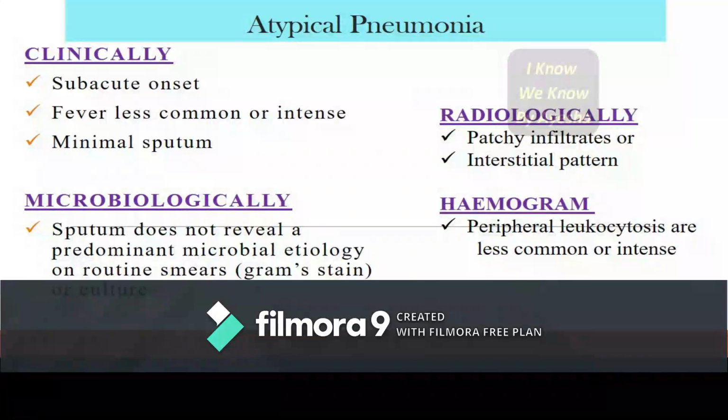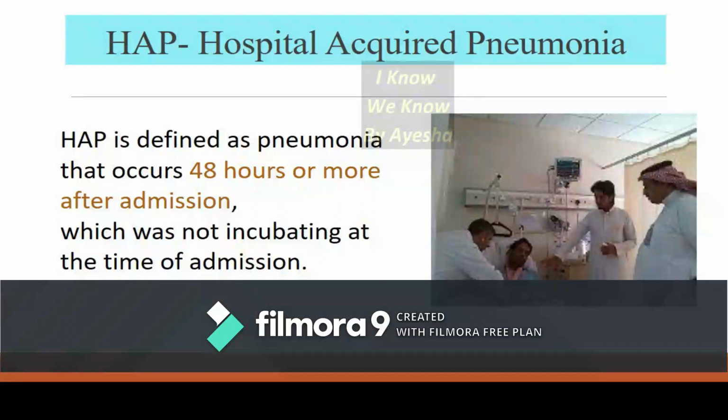Atypical pneumonia can be clinically diagnosed by subacute onset, with fever less common or intense, and minimal sputum. Microbiologically, sputum does not reveal a predominant microbial etiology on routine smears such as gram smear or culture. Radiologically, patchy infiltrates or interstitial patterns can be observed in the chest X-ray. By hemogram, peripheral leukocytosis is less common or intense. This is how to diagnose atypical pneumonia.